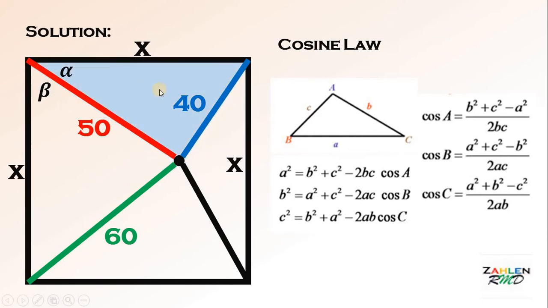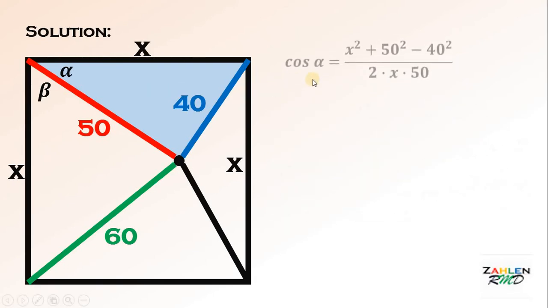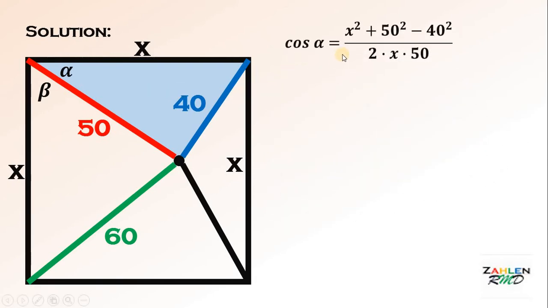Now using cosine law in this triangle, we have cosine of alpha equals x squared plus 50 squared minus 40 squared all over 2 times x times 50. Simplify and we get cosine of alpha equals x squared plus 900 all over 100x.